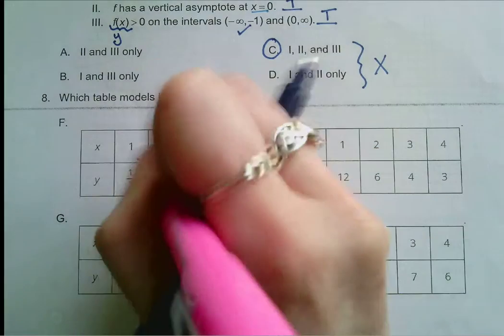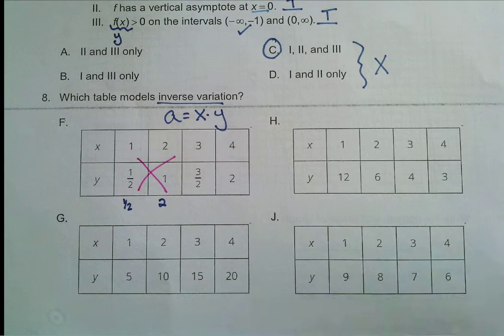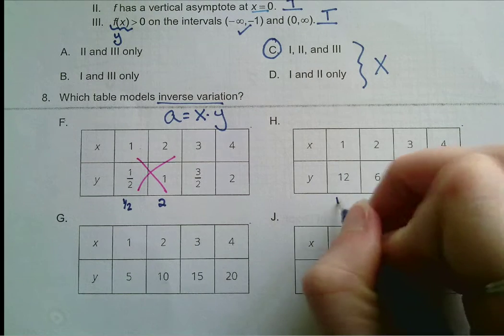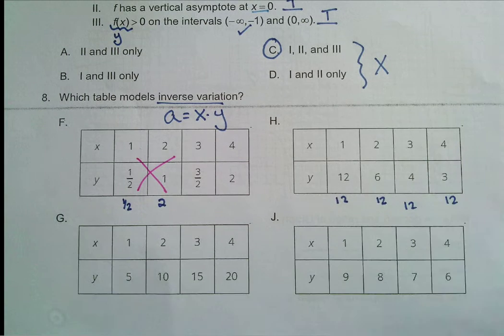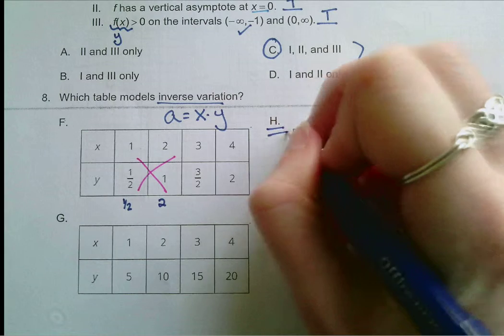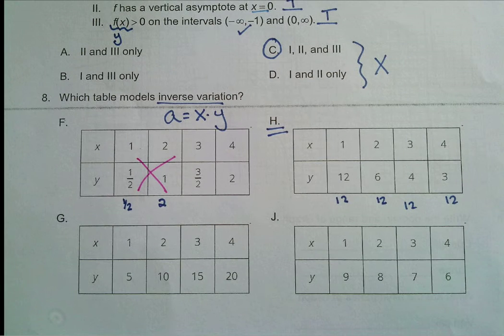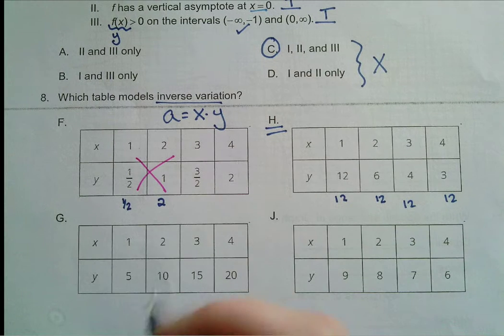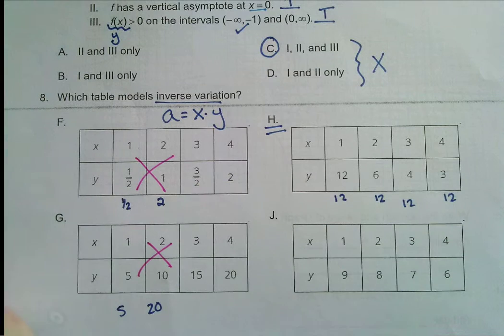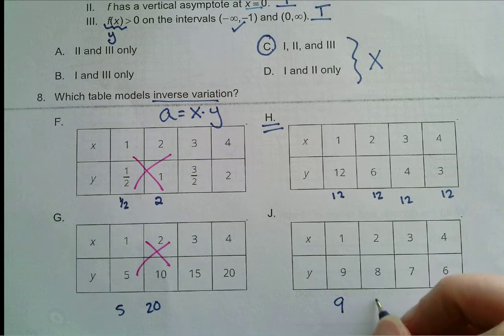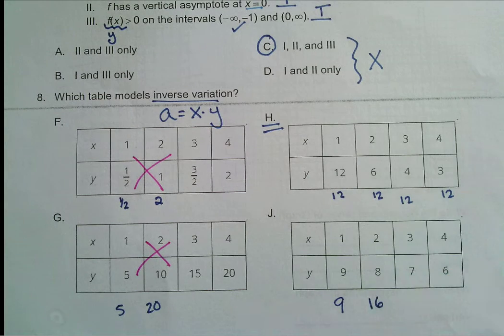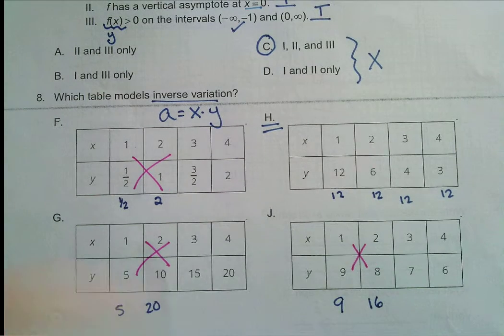For H, okay, multiplying, we get 12. Multiply, we get 12, 12, and 12. So H is a likely candidate. Just in case we did our math wrong, we always want to double check the others. 1 times 5 is just 5, and 2 times 10 is 20, so this one is not going to work out. Here, 1 times 9, well, that gets me 9. 8 times 2, that gets me 16. That one is also not going to work out. So, final answer, H.